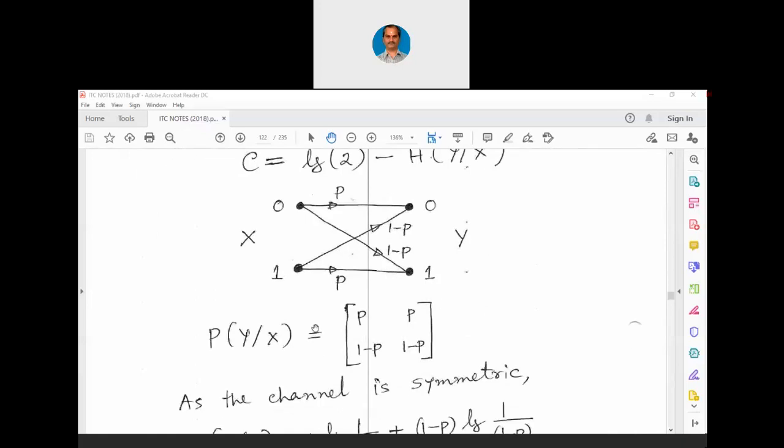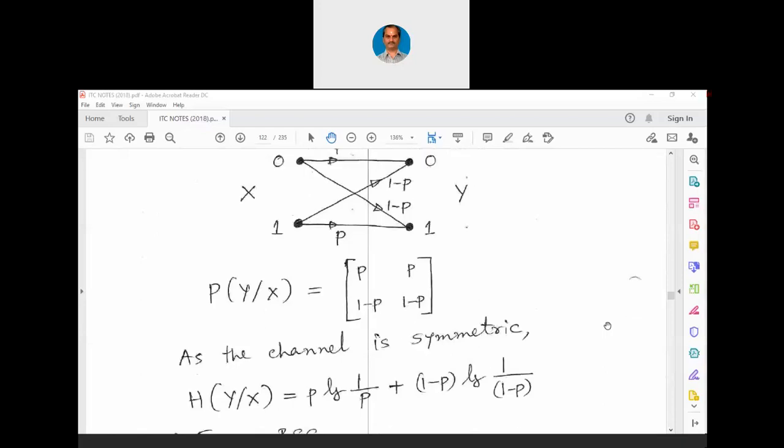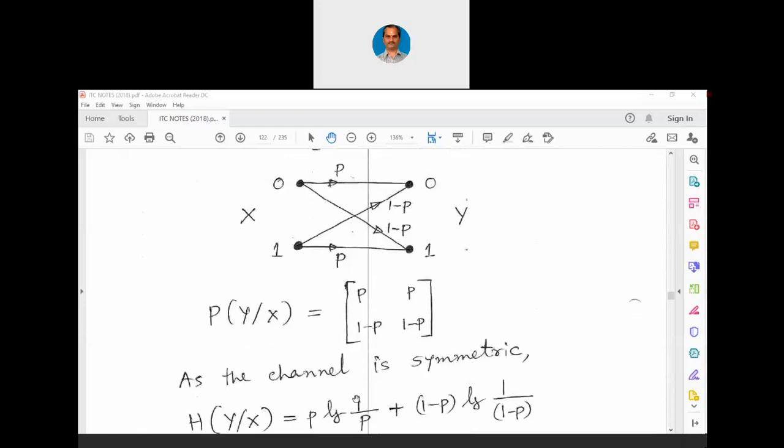So now here P of Y given X is P, P, 1 minus P, 1 minus P. So the channel is symmetric here, right? It will contain the same elements now. As the channel is symmetric now, H of Y given X is P log of 1 over P plus 1 minus P log of 1 over 1 minus P. See here, P is 0, 0.